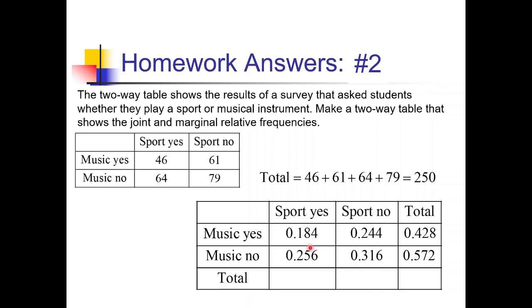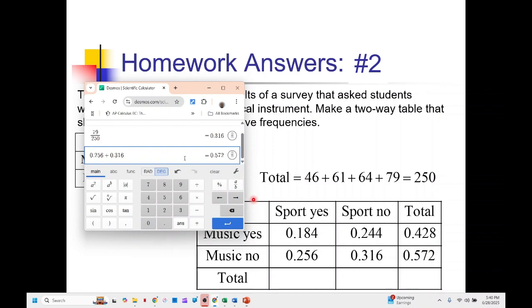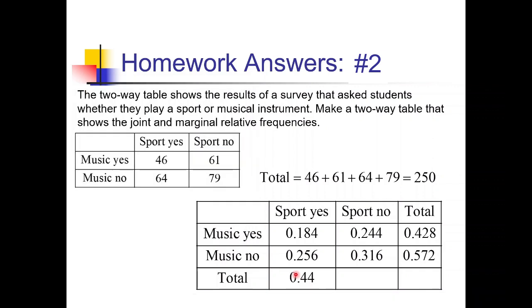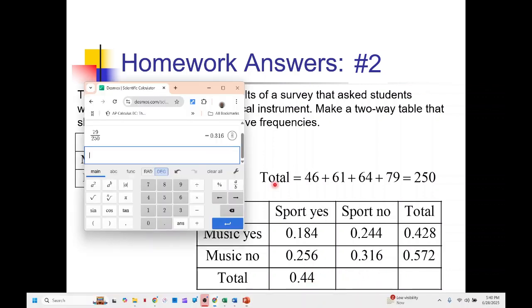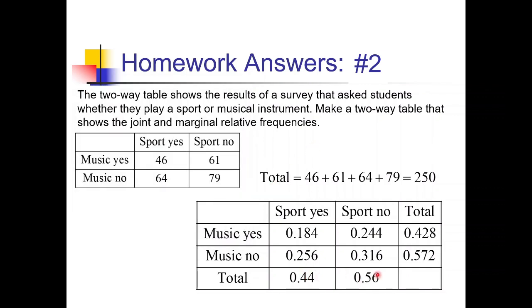Let's add vertically now. So we've got 0.184 plus 0.256, which comes out to 0.44. And then over here, I'm expecting this to be 0.56, but let's just make sure. 0.244 plus 0.316 is 0.56. And if we add these either horizontally or vertically, either way it should come out to 1.